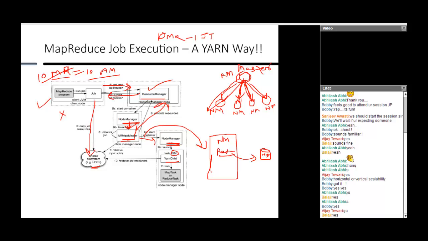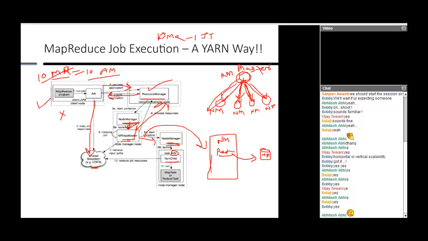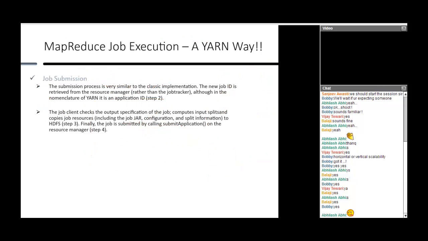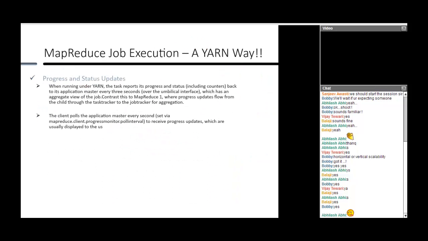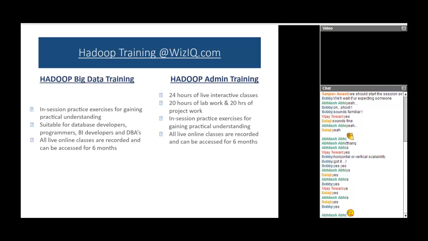Okay, so did we all follow this? Are we all clear with this? How it works on a high level? Okay, so everyone is fine with that. Appreciate your response. So that's how basically a YARN or MapReduce job gets executed.